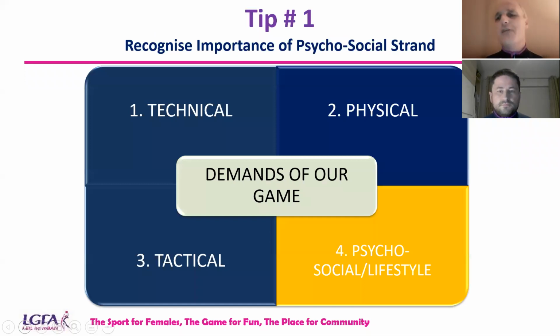So the first one we're looking at, tip one, is to recognize the importance of the psychosocial strength. In the player pathway, in order to develop a player, we need to develop them technically with the skills of the game, and physically, which would be athletic development: running, jumping, turning, twisting. Tactical is awareness of space. But the psychosocial lifestyle element is the area that we feel we as coaches need to hone in on a small bit more. We feel it's vitally important we give it the time it requires.